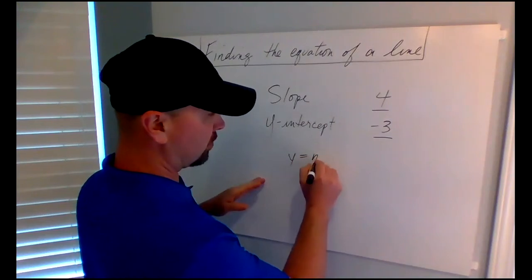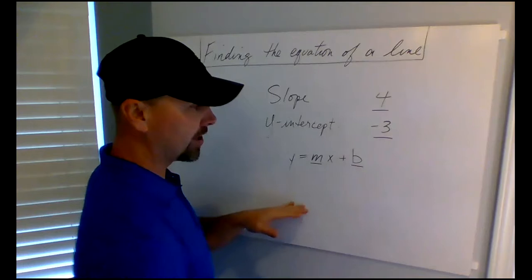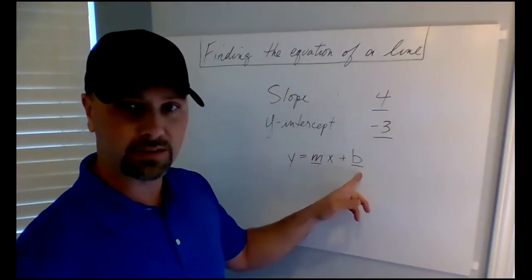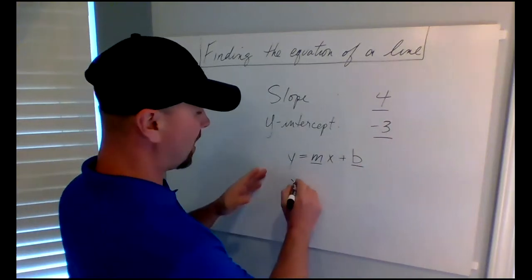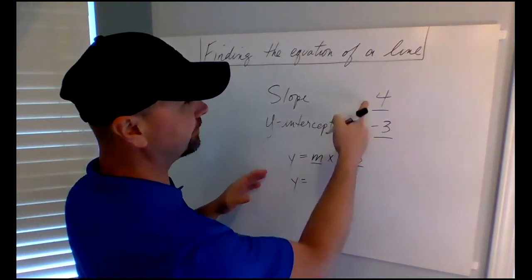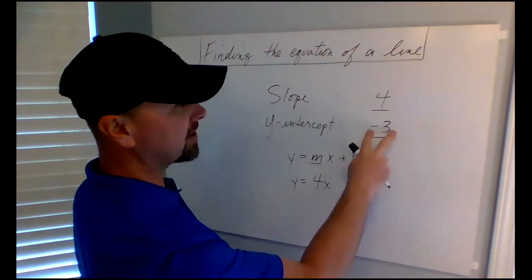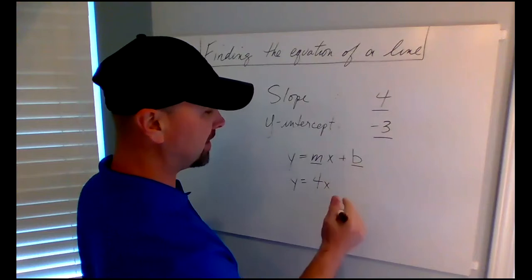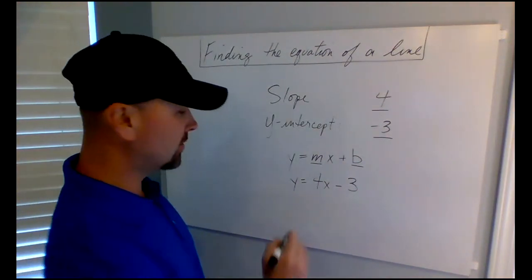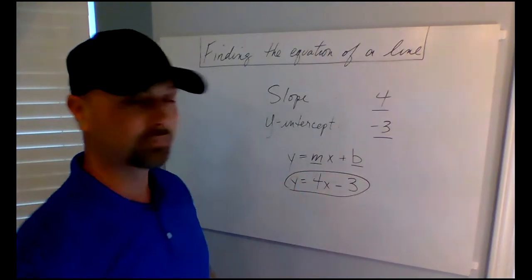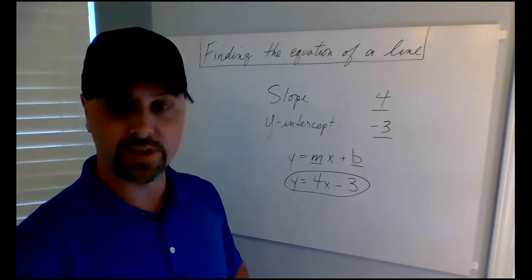So y equals mx plus b. That's our slope-intercept form. The only things we're going to replace are the m and the b. Slope is m, y-intercept is b. So y equals the slope, 4, attached to the x, plus b. In this case, it's a -3, so instead of plus b, it's going to be -3. Y is equal to 4x minus 3. That would be the slope-intercept form for a line that had a slope of 4 and a y-intercept of -3.